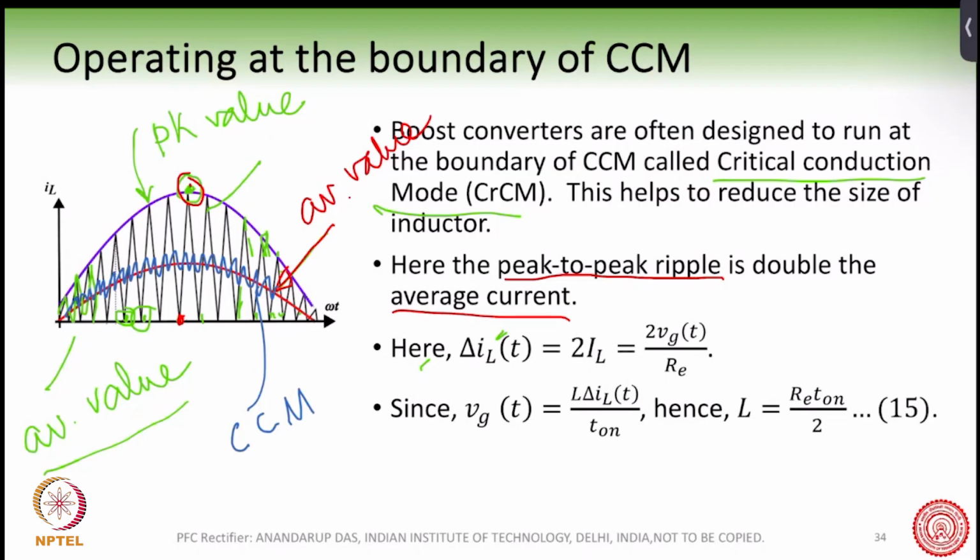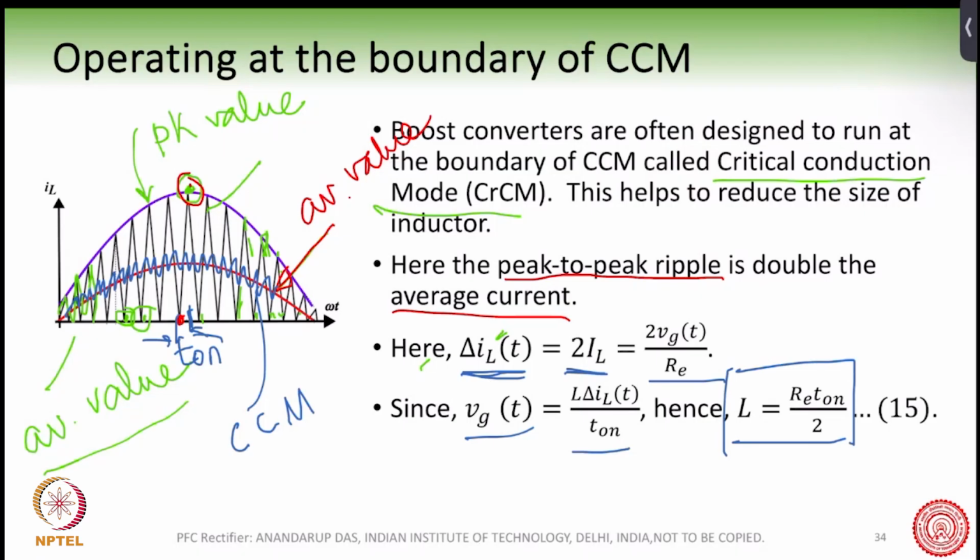Okay, so you can find out here how much is the delta IL, which will be 2 times IL. IL here is the average value of the inductor current. And so this will be 2 Vg by R. Since Vg is equal to L dI by T on, here is the T on time. This actually comes from the control, but we can assume that this time is T on, which is half of the TS time period, or somewhat closer to that, because it depends on what type of switching we use. But anyway, if we take T on as half of the TS time period, then the value of L will be R into T on by 2. Just substituting in this value.